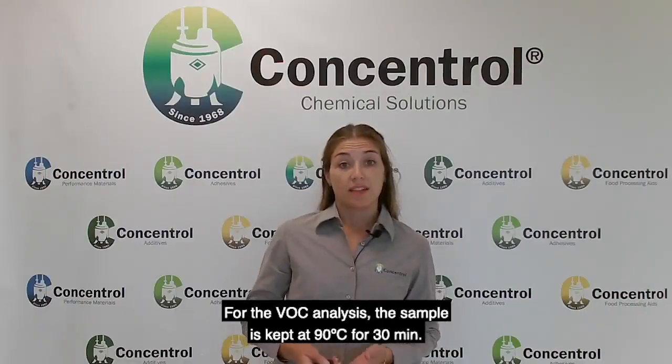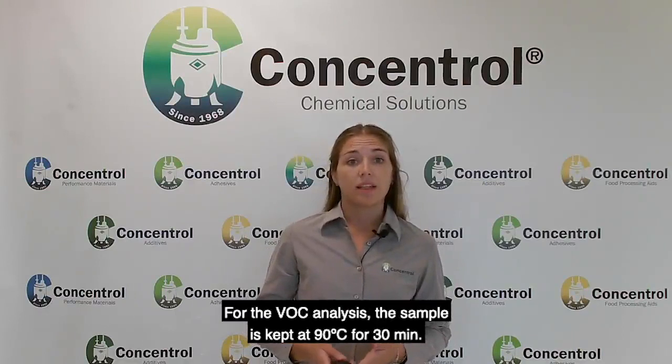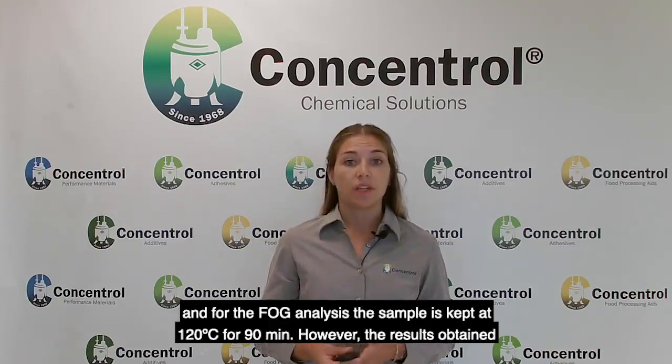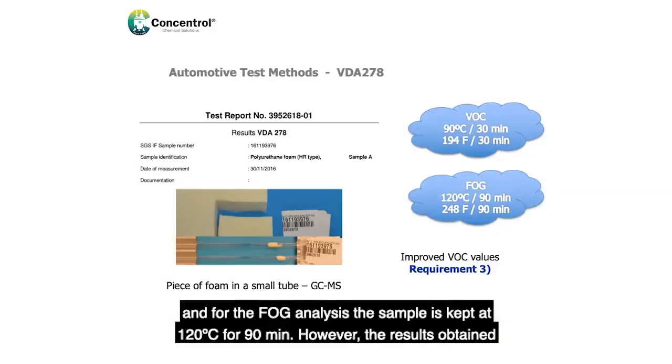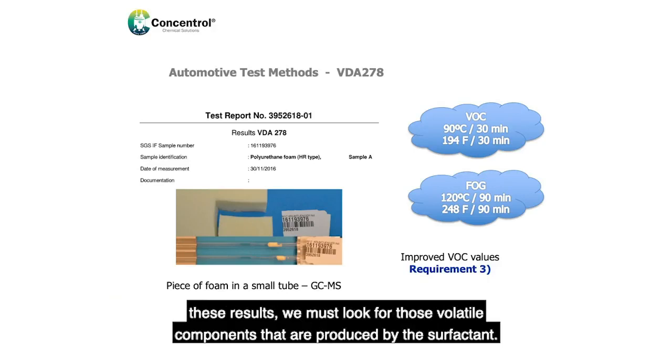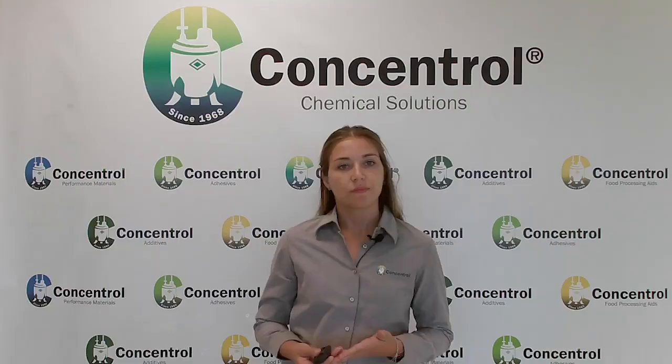For the VOC analysis, the sample is kept at 90 degrees for 30 minutes, and for the fog analysis, the sample is kept at 120 degrees for 90 minutes. However, the results obtained from this methodology are from all the VOCs and fogs that the polyurethane foam has. Within these results, we must look for those volatile components that are produced by the surfactant.